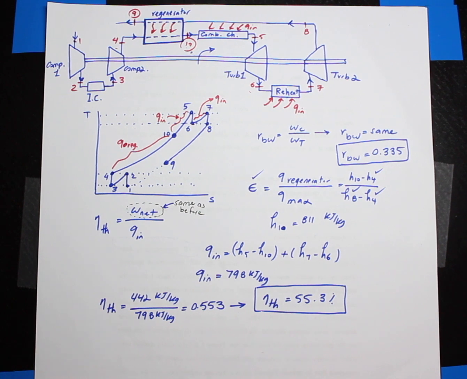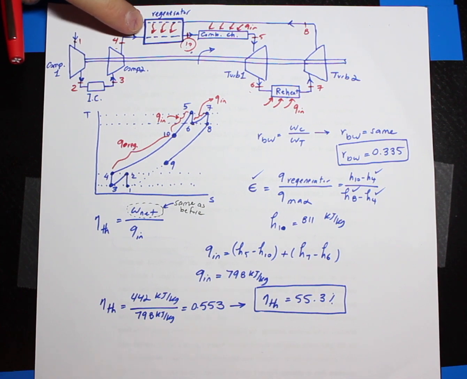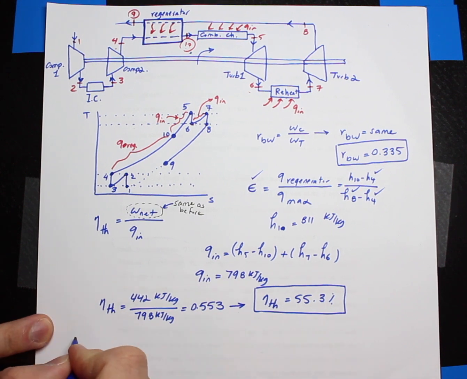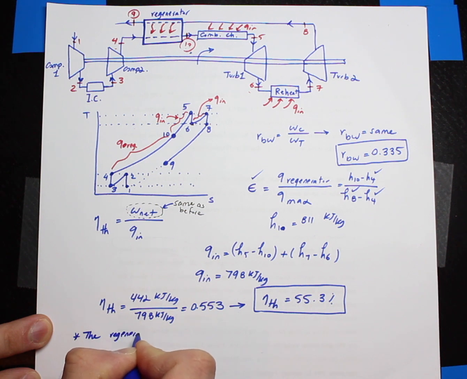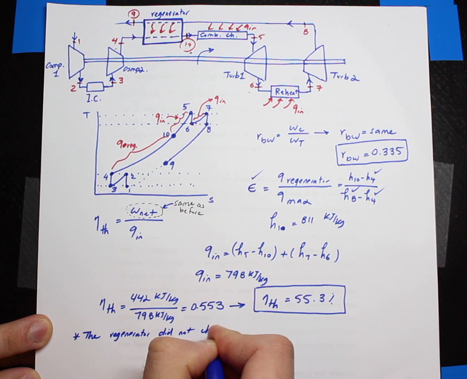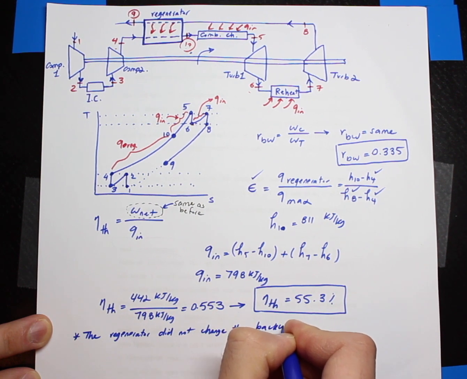And finally, for the conclusion, I can make a conclusion that by utilizing the regenerator, the back work ratio didn't really change, but in fact the thermal efficiency increased as we utilize the regenerator. So the regenerator did not change the back work ratio.